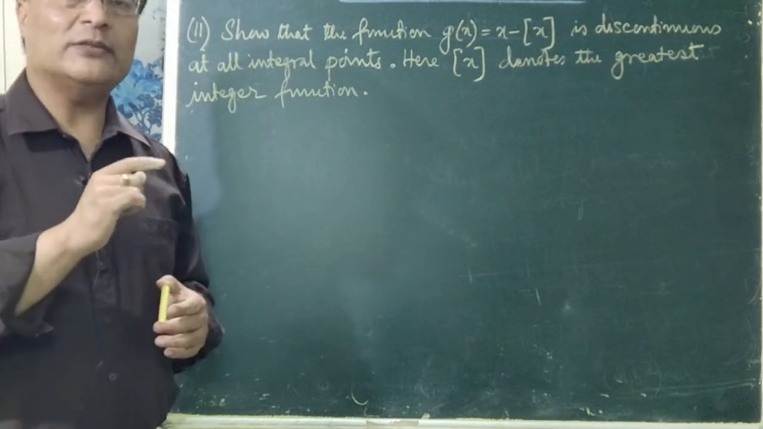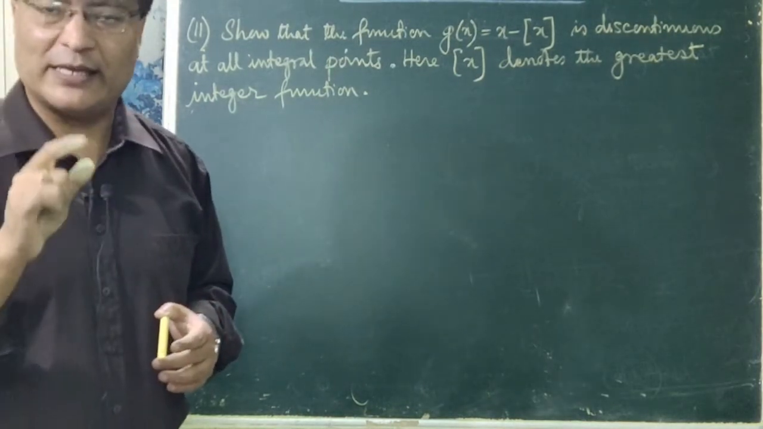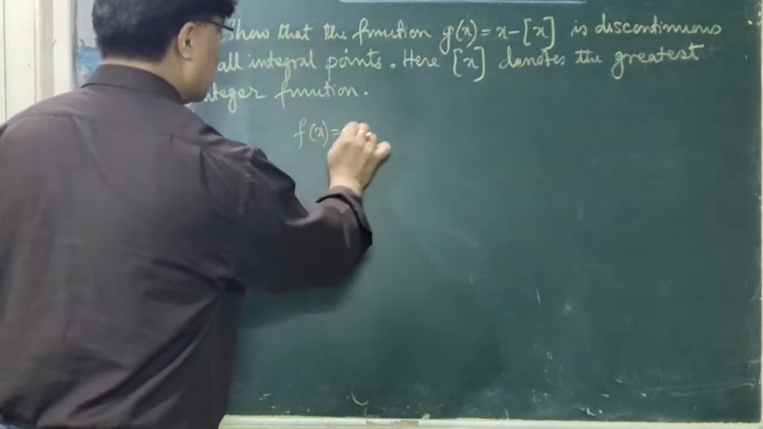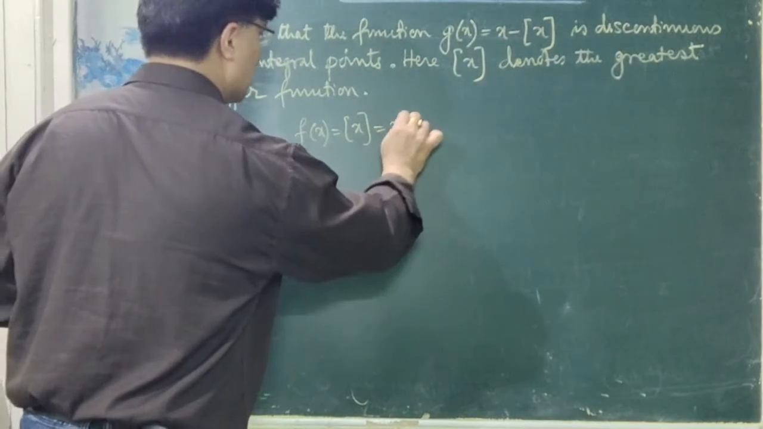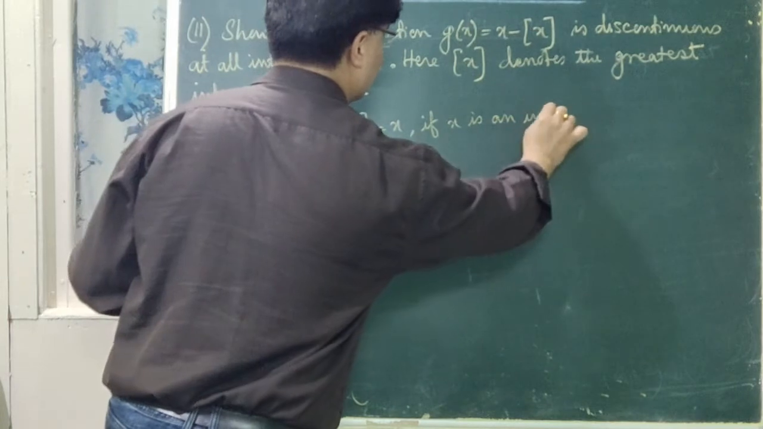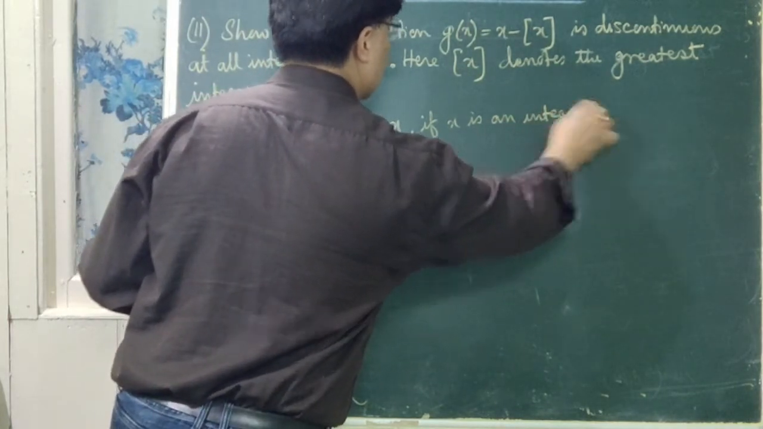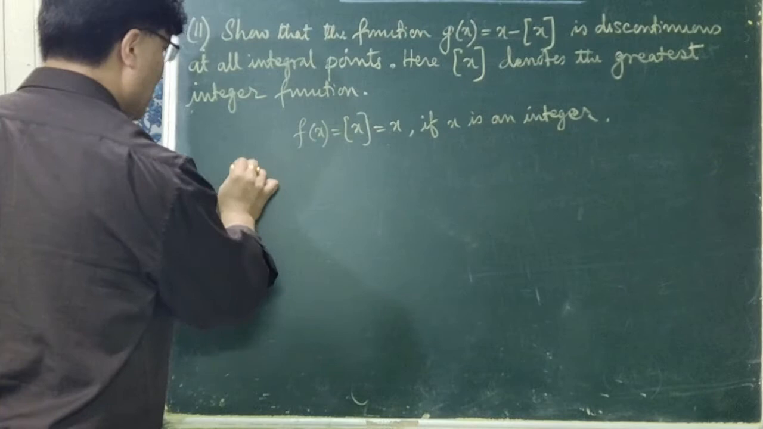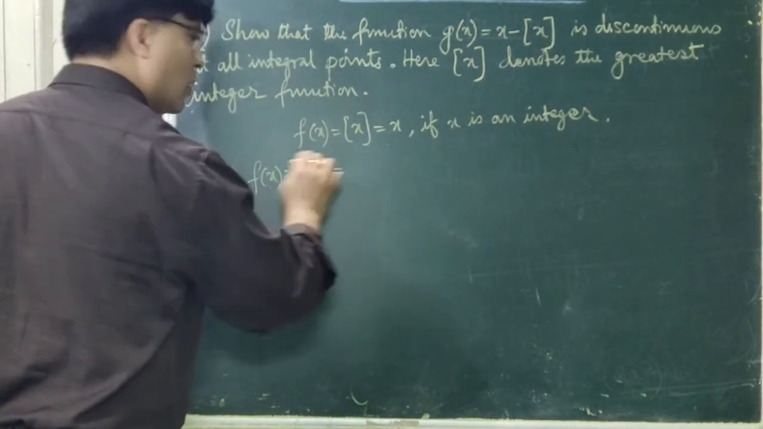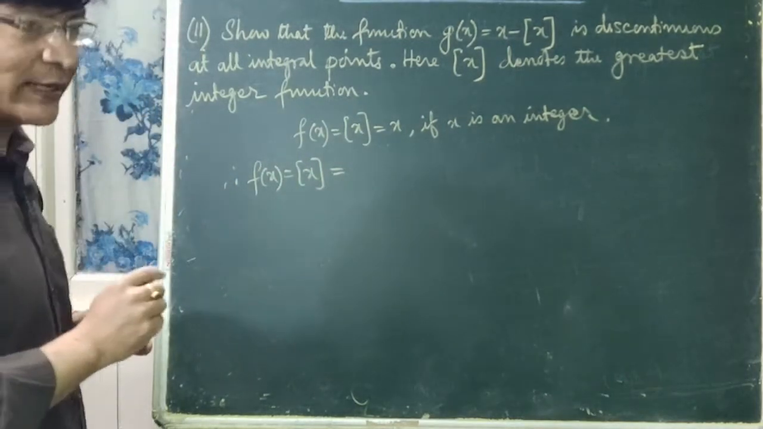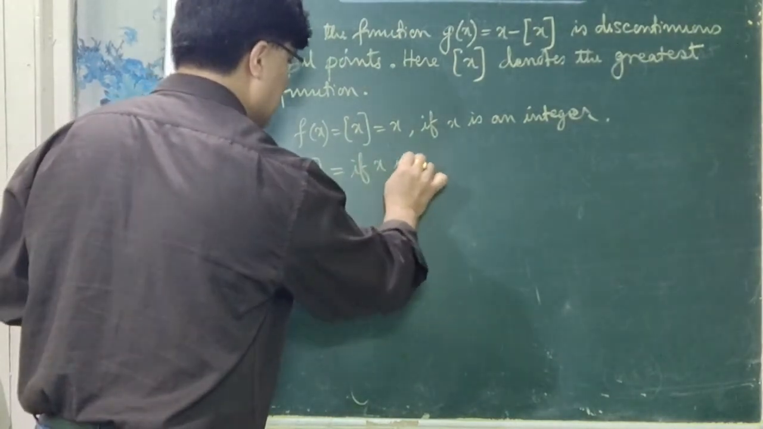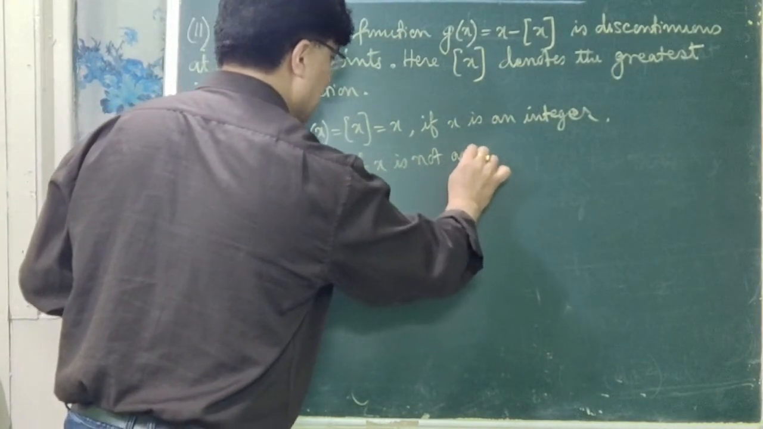So this within third bracket x is equal to x if x is an integer. I told you this one, isn't it? That is, f of x is equal to, within third bracket x, is equal to x if x is an integer, right? Just now I told you about this one. Again, f of x is equal to, within third bracket x, is equal to the integral value just less than x, if x is not an integer.